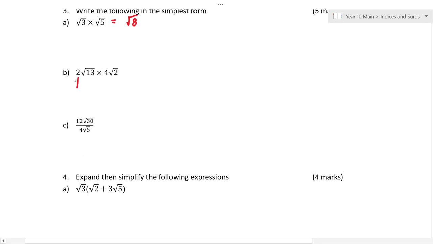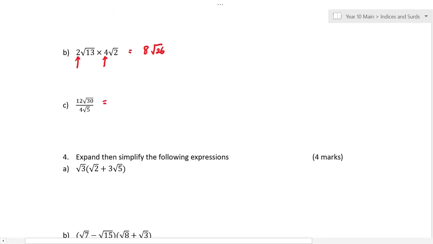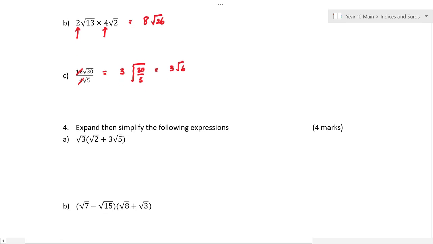Okay, over here, remember, multiply the numbers. The numbers, 2 times 4 is 8. 8 root 26, there are no factors of 26 which give us a perfect square. So we're done with that. Over here, let's simplify this thing here. 12 over 4 is 3. Now, at the same time, 30 over 5 is the same thing as we have there. 30 over 5 is 6, so the answer is 3 root 6.